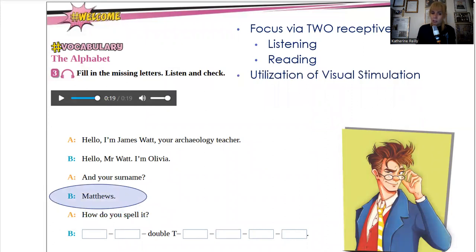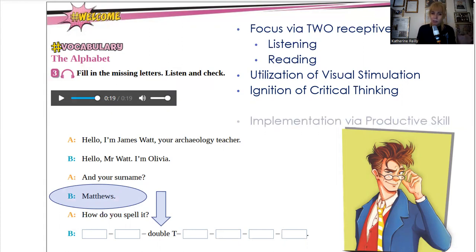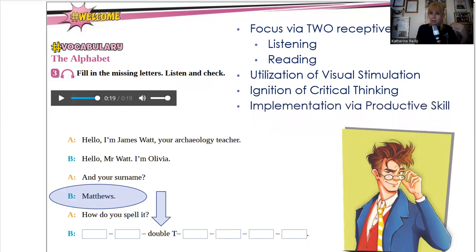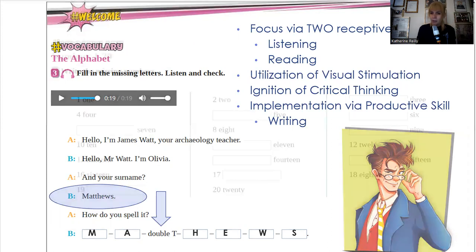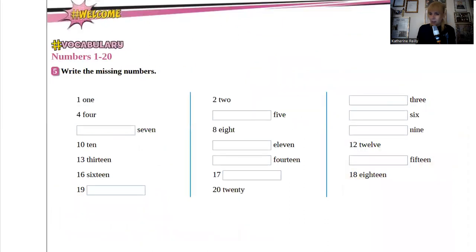Utilization of visual stimulation. Okay, so we're looking at the word that is missing, Matthews, all right? We're igniting critical thought. At some point, the teacher hasn't explained yet the double T. And as you can see, there are specific gaps that are missing. And the student will actually implement through the productive skill, writing. So the student has learned something new, that double T are 2 T's, and when you hear it, it means they have to write it 2 times. And this without even explaining anything.